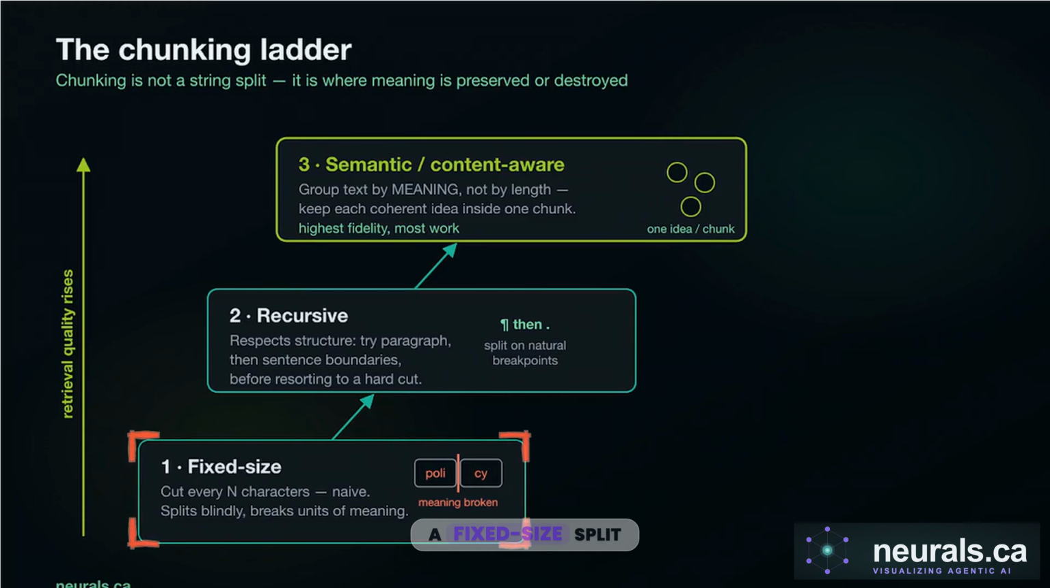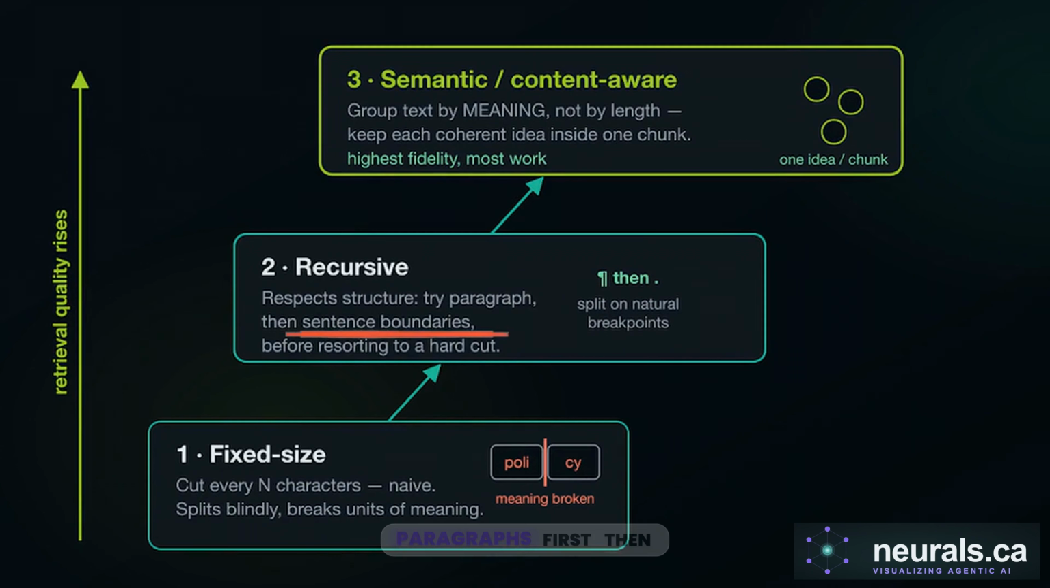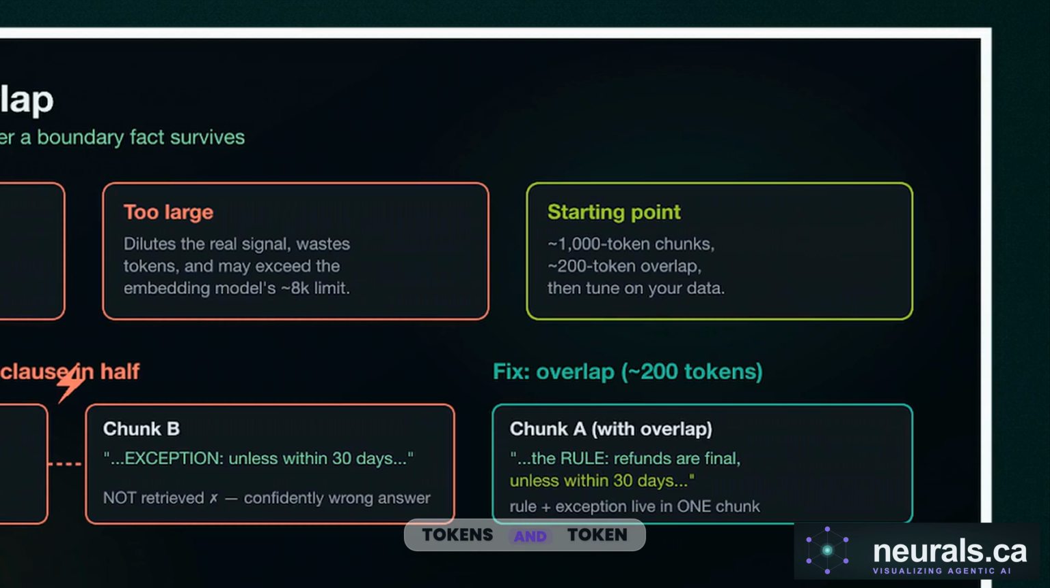Moving up from a fixed size split increases text fidelity. The second tier, recursive chunking, looks for natural breaks. It splits at paragraphs first, then steps down to sentence boundaries, using a hard cut only as a last resort. We control boundaries using two dials, maximum tokens and token overlap. A standard start is a 1,000 token limit with a 200 token overlap. This overlap acts as a bridge, duplicating edge tokens so the severed exception merges right back with the main rule.